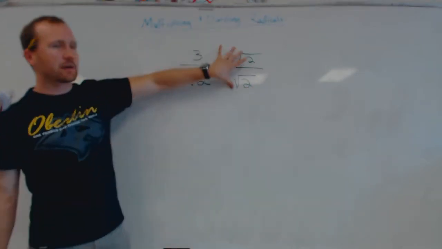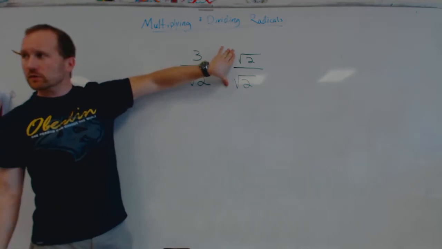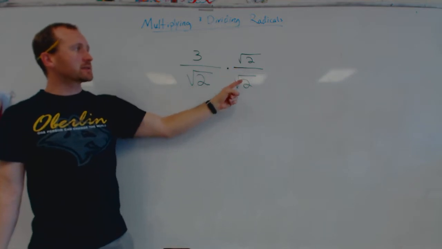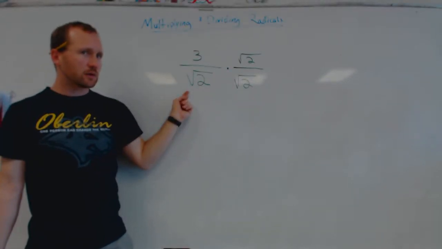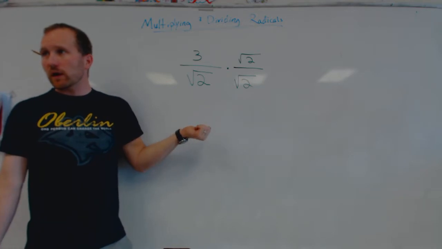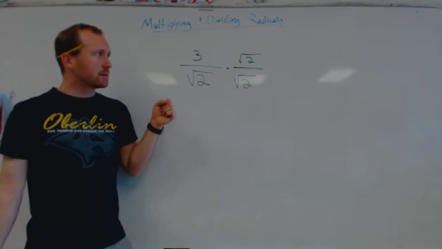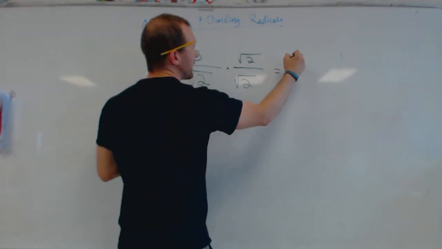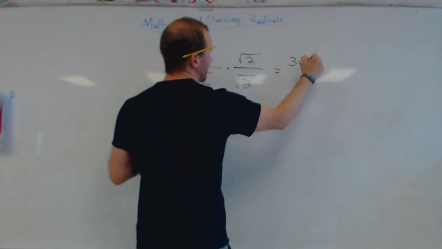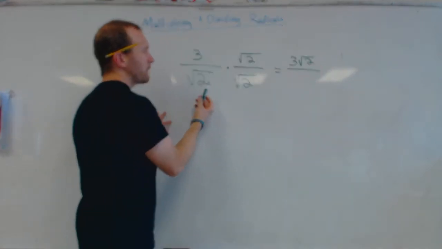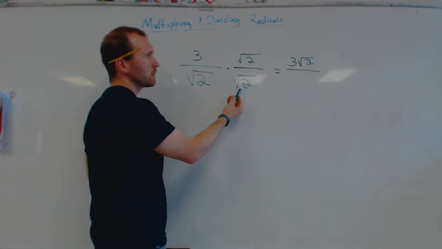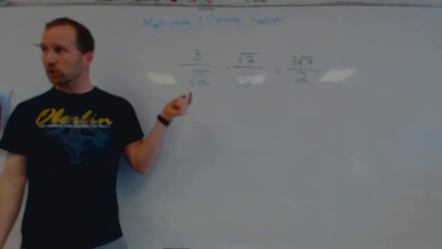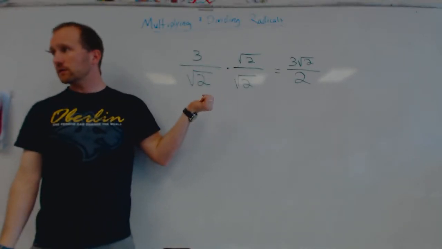This is 1, right? Square root of 2 over square root of 2 is 1. So if I multiply times this, am I changing the fraction? No, I'm just multiplying it times 1. But when I multiply it, I now have an irrational numerator, but the square root of 2 times the square root of 2 is just 2. It's the square root of 4, which is 2.